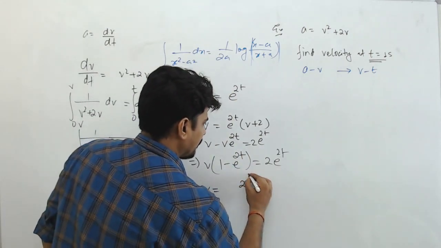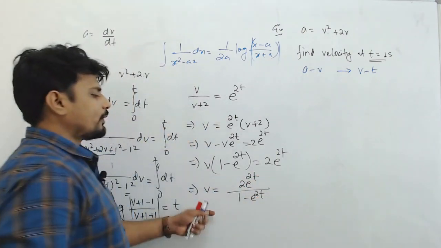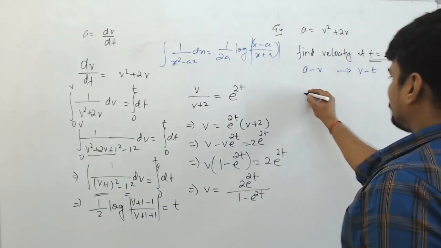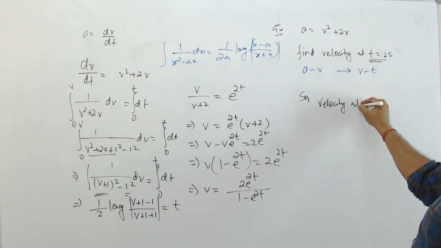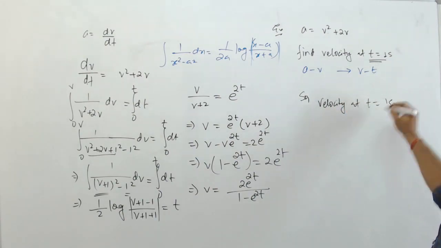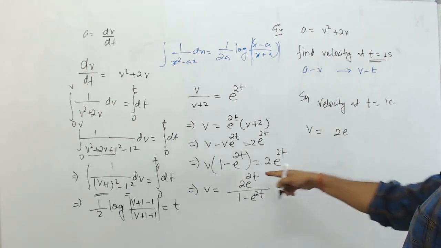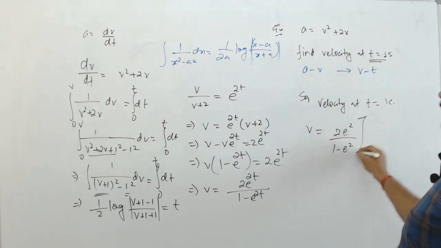2 e to the power of 2 times of t, upon 1 minus e to the power of 2t. Now whenever it asks at any time if you want to find the velocity, I can easily find. So velocity at time t is equals to 1 second. Put the value. So velocity should be how much? 2 e to the power of t is 1, so e square, and below how much is it? 1 minus e square. Game over.